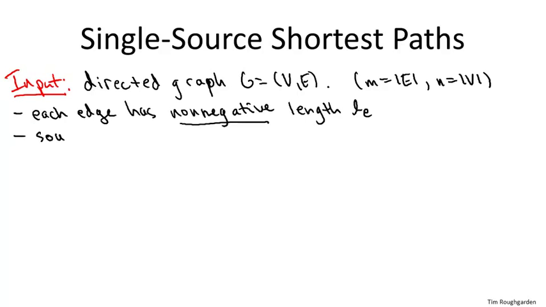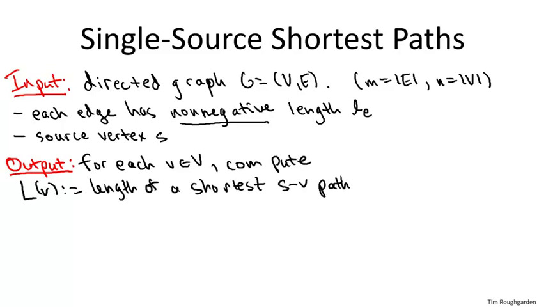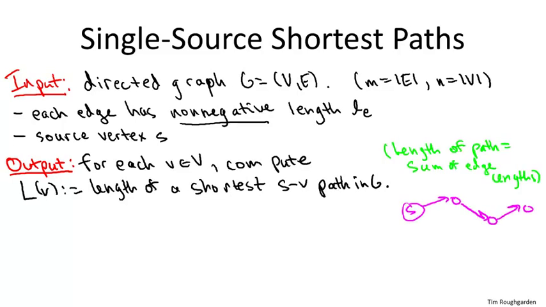Our responsibility then is to, given this input, compute for every other vertex v in this network the length of a shortest path from the source vertex S to that destination vertex v. And so just to be clear, what is the length of a path that has, say, 3 edges in it? Well, it's just the sum of the length of the first edge in the path plus the length of the second edge plus the length of the third edge. So if you had a path like this with 3 edges and lengths 1, 2, and 3, then the length of the path would just be 6.